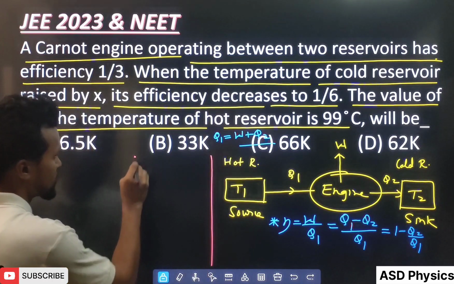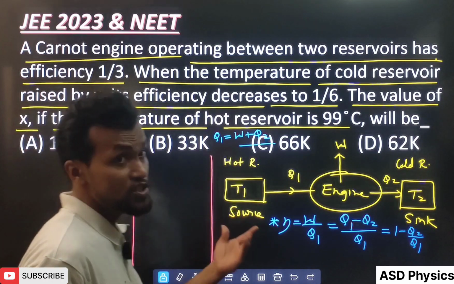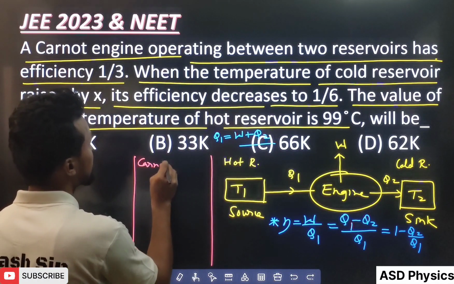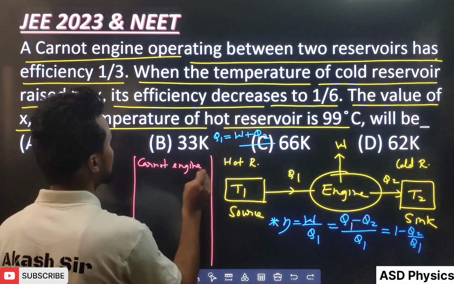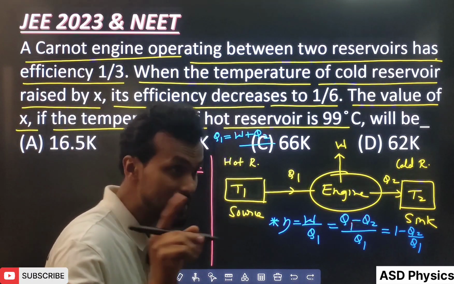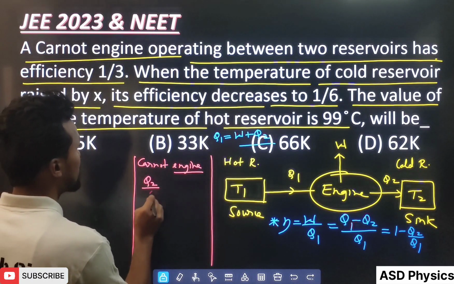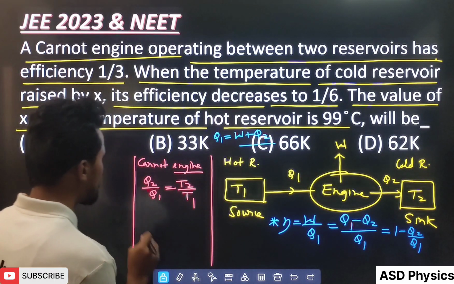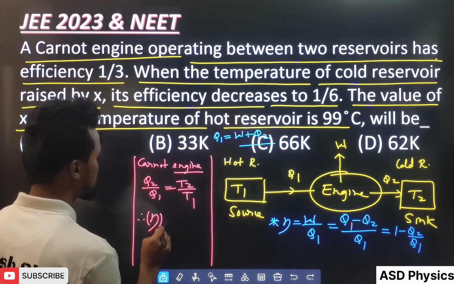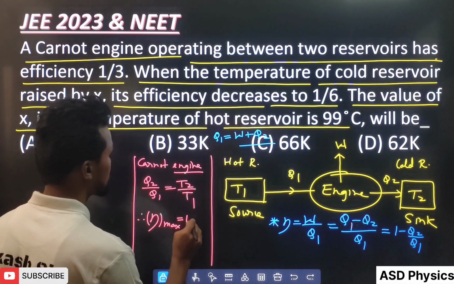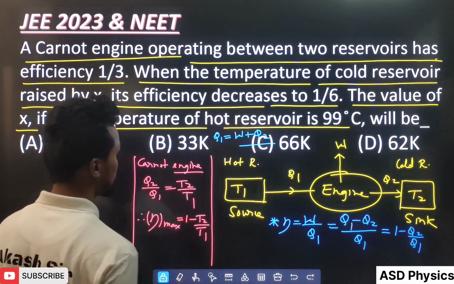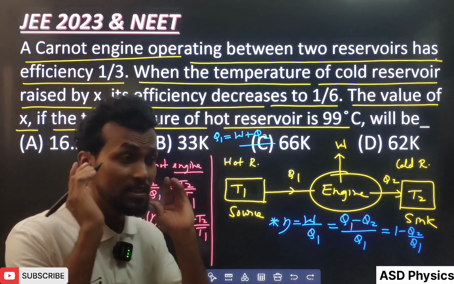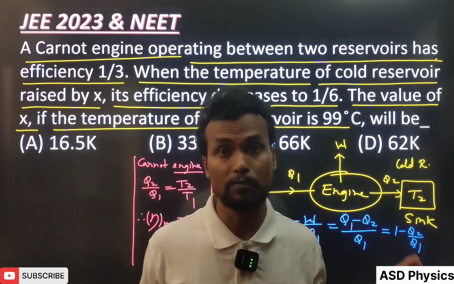In case of a Carnot engine, the efficiency of the engine is maximum, and for the maximum efficiency, remember, Q2 by Q1 will always be equal to T2 by T1. So we can write this maximum efficiency as 1 minus T2 by T1. This is the maximum possible efficiency of any engine. The engine efficiency can never be 100%.